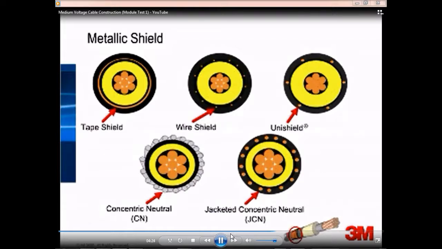Shown are common cable types. Tape shield cables fulfill the 6 different functions of a medium voltage cable in 6 different layers. Wire shield cables have the same.